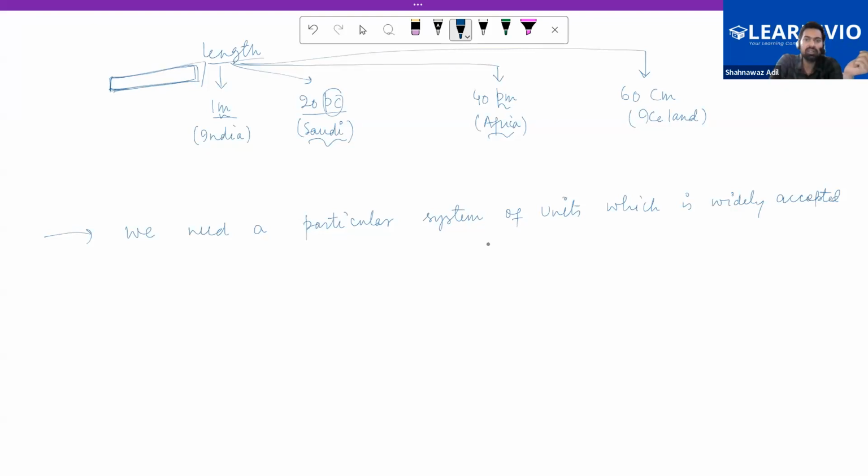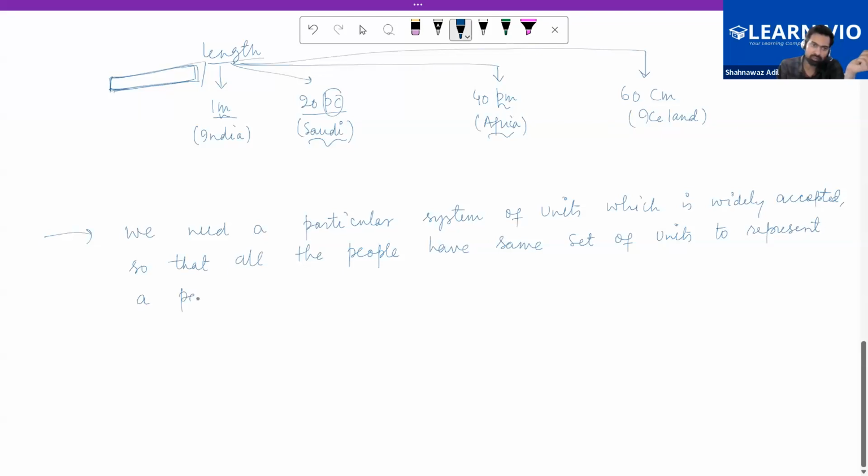So we need a particular system of units which is widely accepted so that all the people have the same set of units to represent a particular physical quantity. I should not write these things because this is just to tell you, so don't write these things.